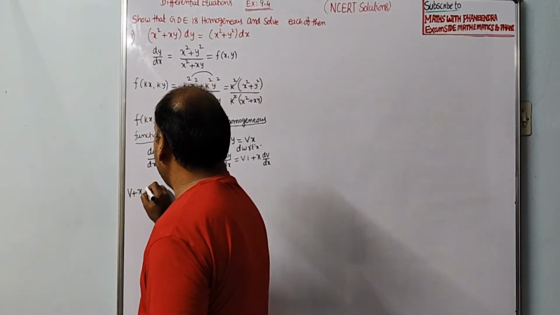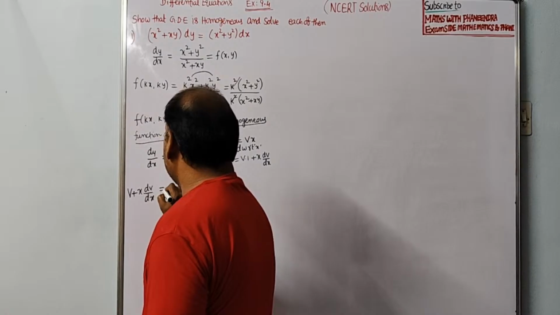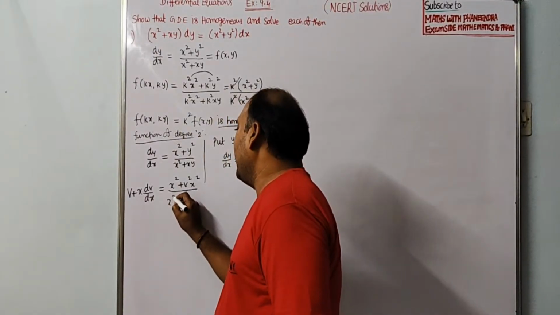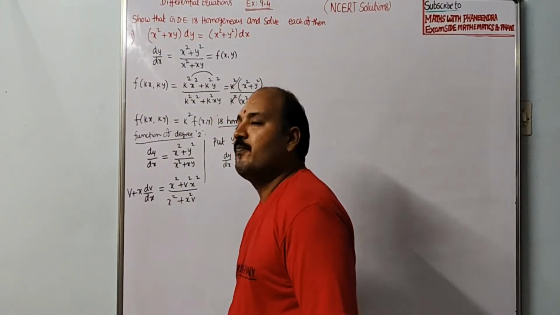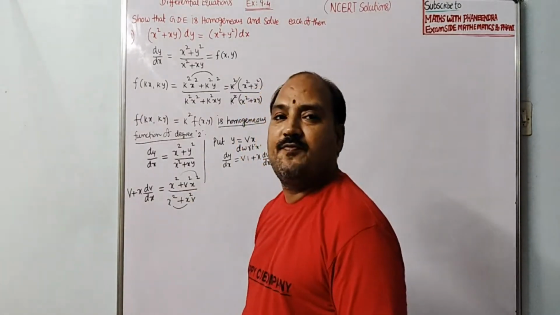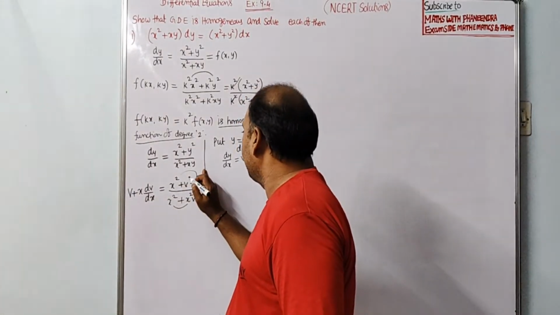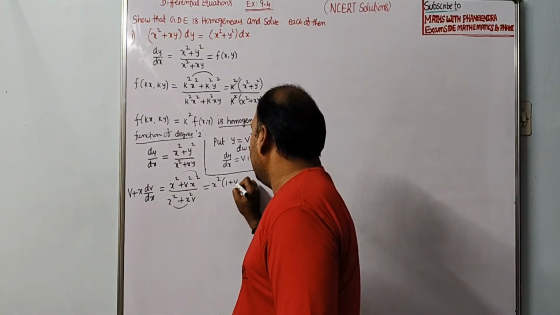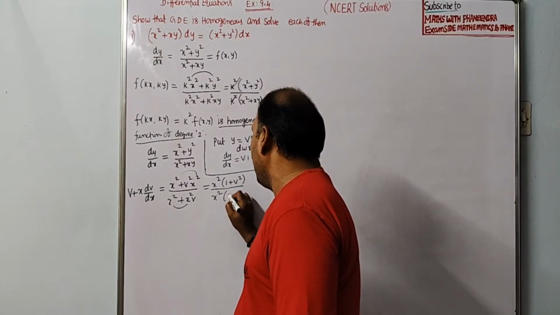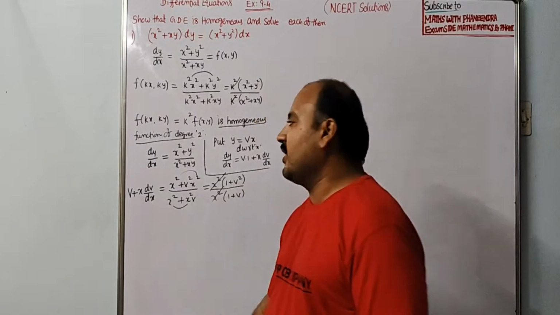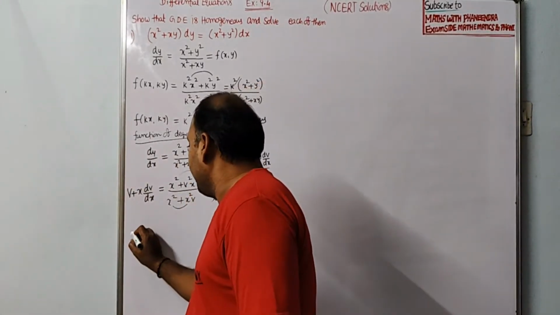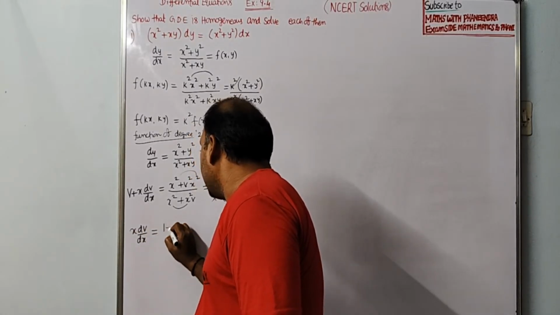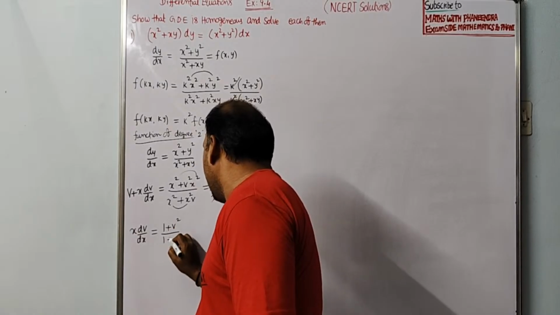So dy by dx will become v plus x dv by dx, equal to x square plus v square x square by x square plus x square v. Take x square common from the denominator and the numerator, then it becomes x square into 1 plus v square divided by x square into 1 plus v. So x square gets cancelled. Bring v to the other side: x dv by dx is equal to 1 plus v square divided by 1 plus v, minus v.